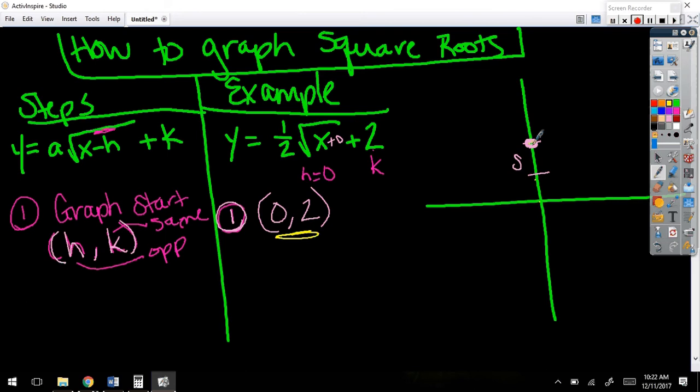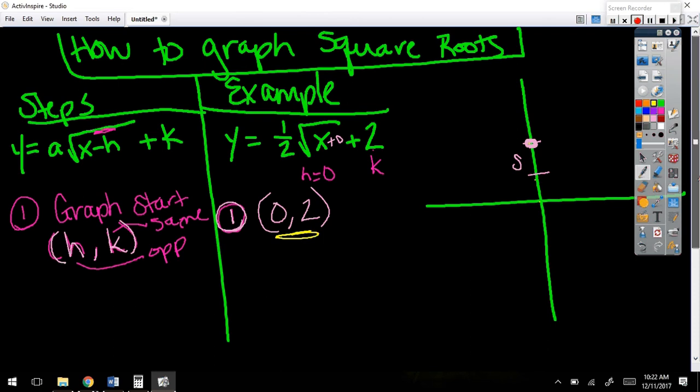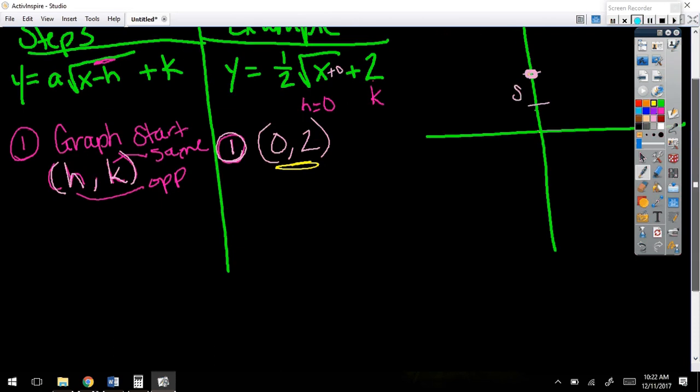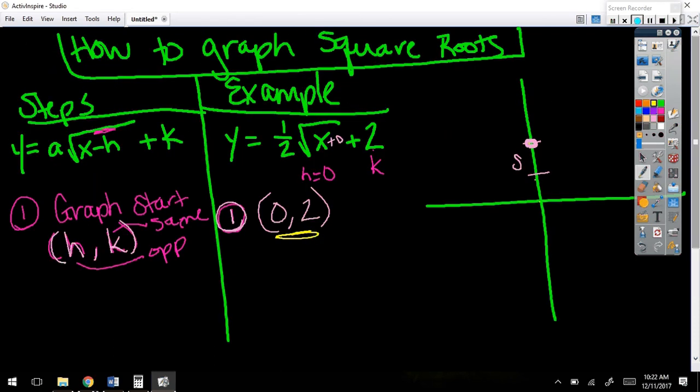So how would you know whether they go like that? Well, we're not finished graphing yet. We got to find another point. We got to find what we call the direction point. So you just gotta find 2 points. Correct. A square root only needs 2 points. The starting point has to be one of the points because you have to know where it begins.